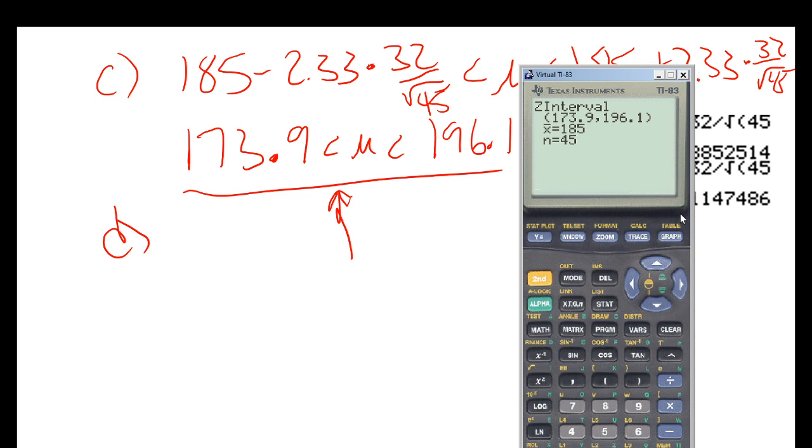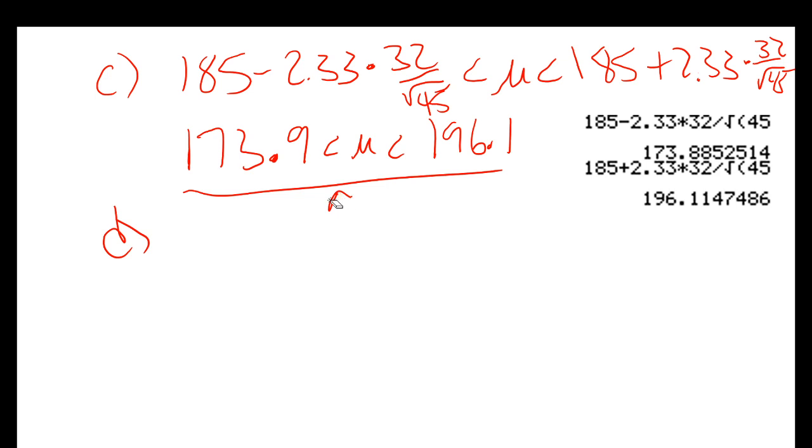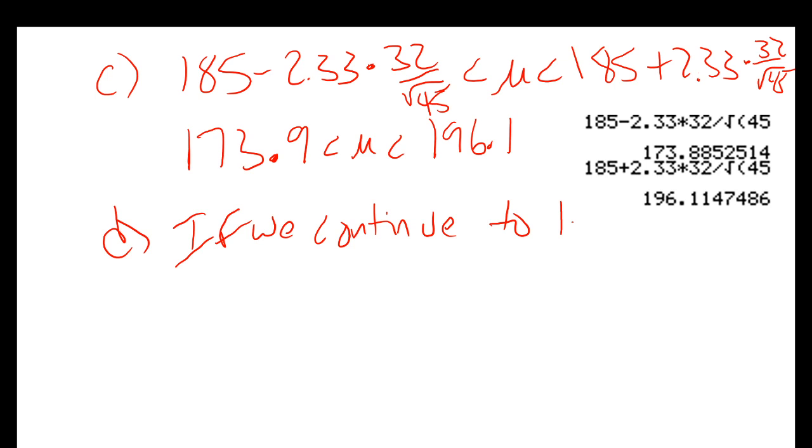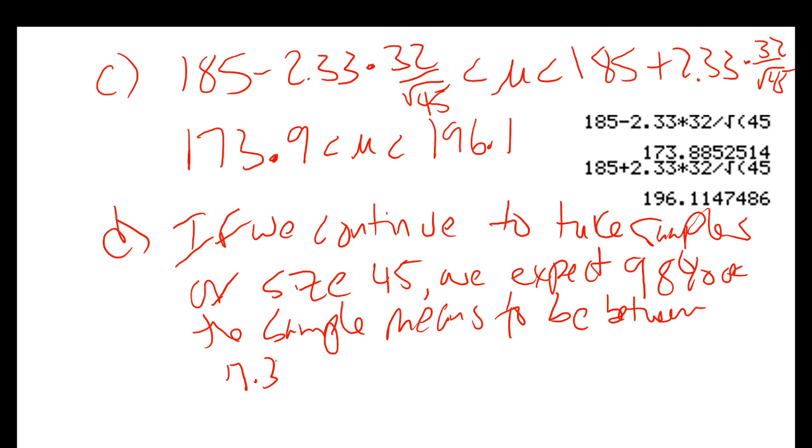Okay, good. All right, now, how do you interpret? If we continue to take samples of size 45, we expect 98% of the sample means to be between 173.9 and 196.1.